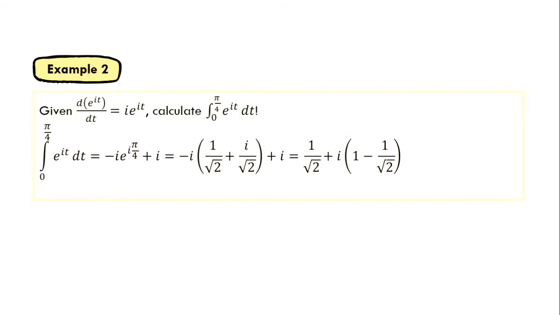the integral of e^{it} dt from 0 till π/4 equals negative i e^{iπ/4} plus i, equals negative i plus negative i times 1 over square root of 2 and i over square root of 2 plus i, equals 1 over square root of 2 plus i times 1 minus 1 over square root of 2.